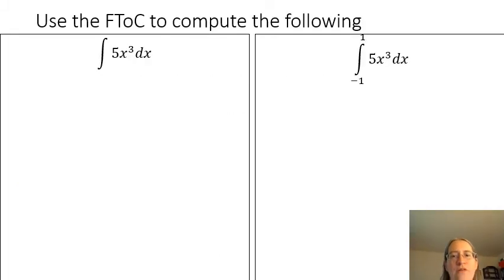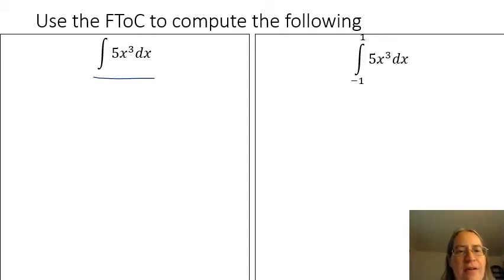Okay, so first thing we're asked to do is use the fundamental theorem of calculus to compute these two integrals. The one on the left is an indefinite integral, and on the right we have our definite integral. We'll start on the left. That's why I set them up that way. Okay, so I'm asked to find the antiderivative of 5x cubed. And here's a way you might think about that.